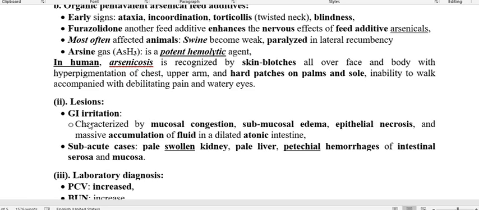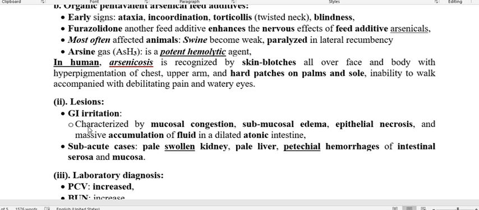So what lesion? There is inflammation. The mucosal capillaries get dilated, so the mucosa gets congested, and because of the congestion you will find edema. If the inflammation is prolonged for a longer time, it gets necrosed. Once they are necrosed, fluid comes out. So fluid accumulates in the GI tract, and thereafter it reduces the tone of the GI tract, so an atonic type of condition will occur.